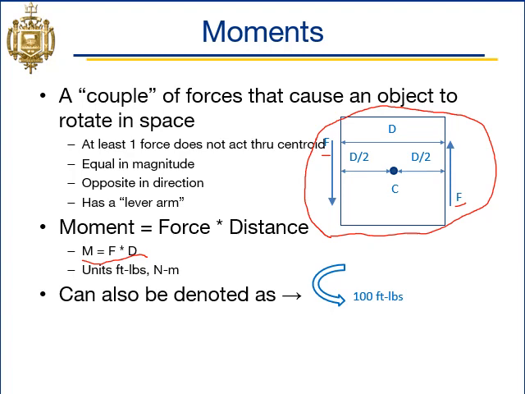And a lot of times we just denote moments with this arrow here with some magnitude and some units. So in this particular case, we've drawn a moment that is acting counterclockwise, and its magnitude is 100 foot-pounds. So a moment is essentially just a couple of forces that are causing things to rotate in space.